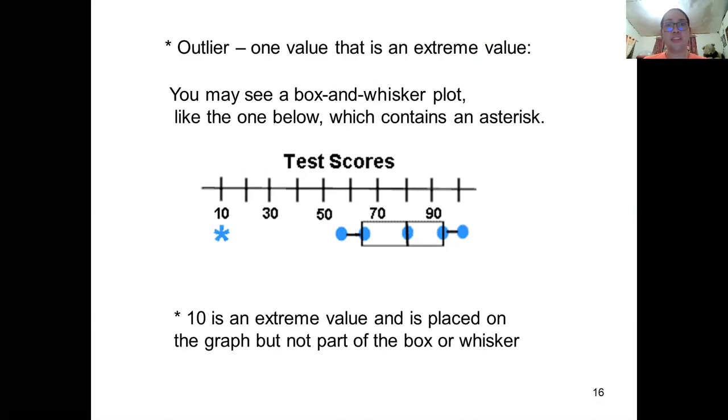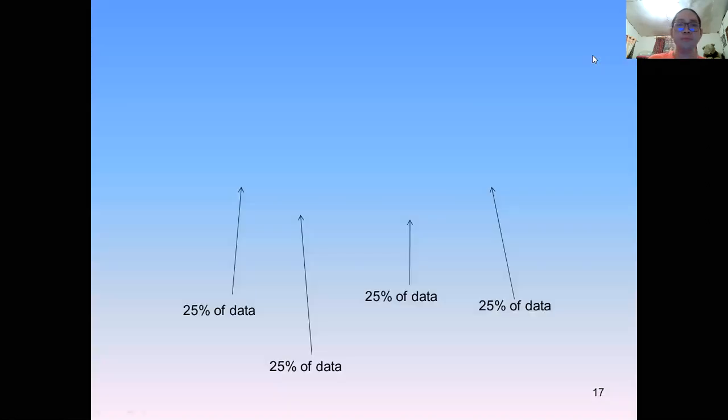You may see a box and whisker plot like the one below, which contains an asterisk. As you can see, the asterisk there shows the extreme value and is placed on the graph but is not part of the box or whisker. So in short, the 10 there is the outlier. The asterisk shows the outlier. I hope you can follow.